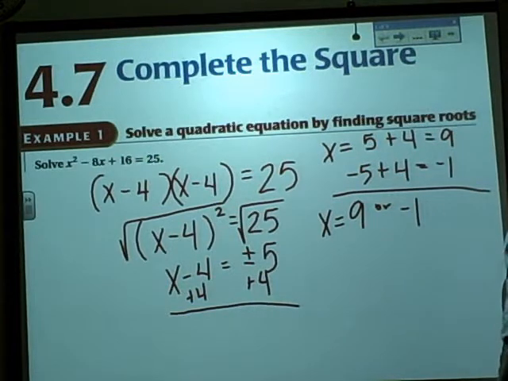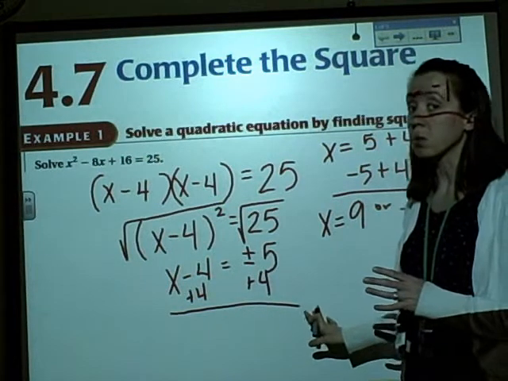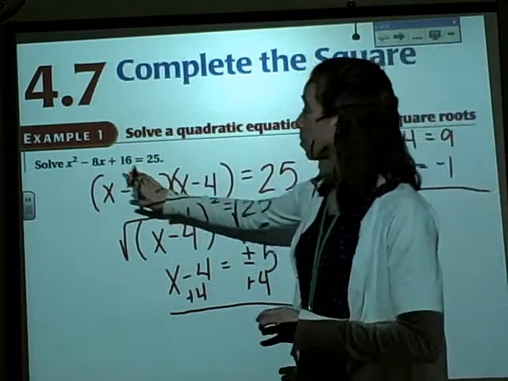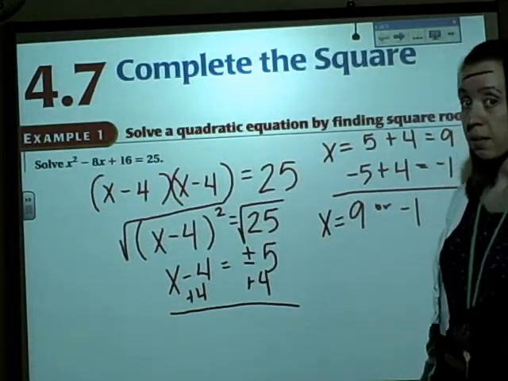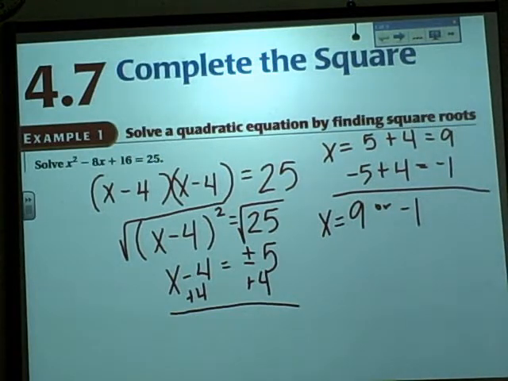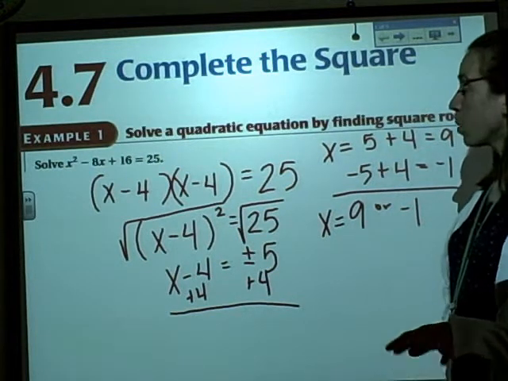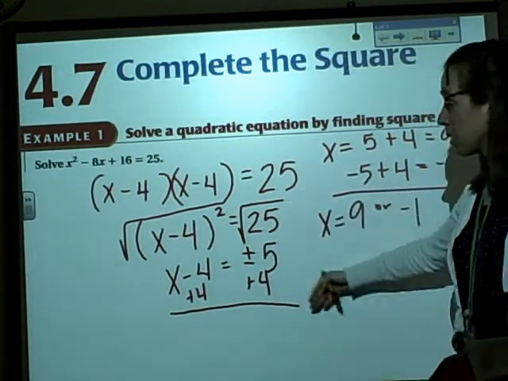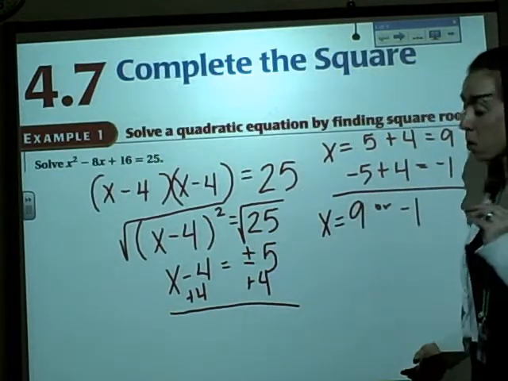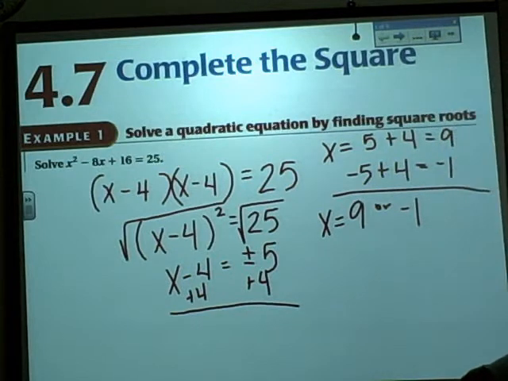So what this method does, and we did not complete the square here because we already had a perfect square quadratic, and I'll review that format with you guys in the next slide. What we did is we factored it and then used our square roots method to find our answer. That's the goal of this lesson, because we want to do that.